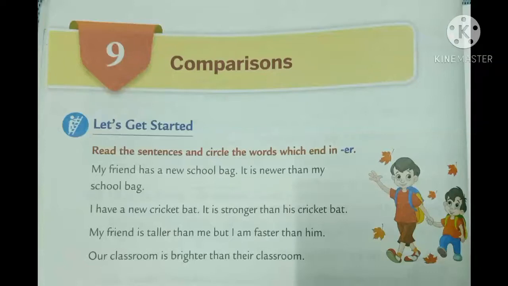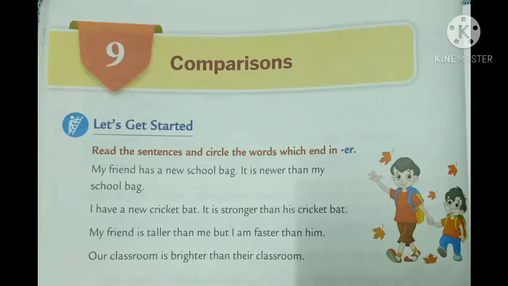My friend is taller. See how the friend is described? The friend is described as taller. And this taller is also making comparison between the two friends. How? My friend is taller than me. Okay, children. Now read this. But I am faster than him. I am faster than him. Now, faster is also a describing word and it is also comparing two friends.